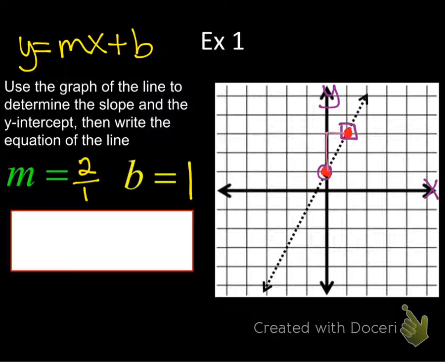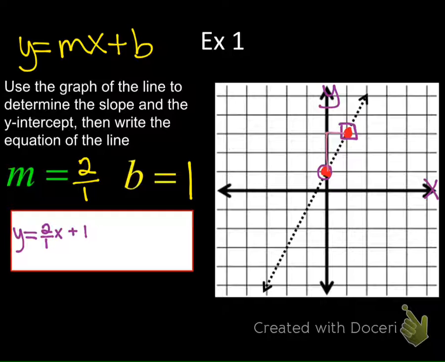Once I find that information, I'm going to write it in slope-intercept form. So the equation of the line, I always start with y equals, and what do I substitute for my slope? What do I substitute for my m? 2 over 1. 2 over 1 multiplied by x, then what? Plus 1.